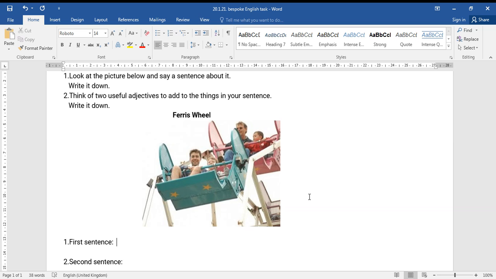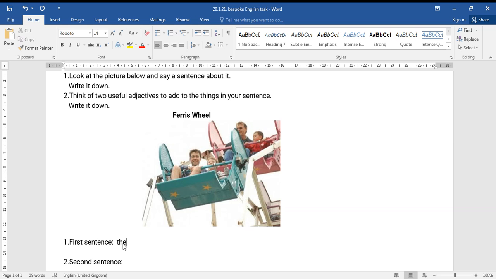So it says, number one, look at the picture below and say a sentence about it. Write it down. Okay, so I can see it's a Ferris wheel, and I can see that there are people and they are spinning around in the cabins. So my sentence could be, the people are spinning in the cabins. So I'm going to write that sentence down. The people are spinning in the cabins.